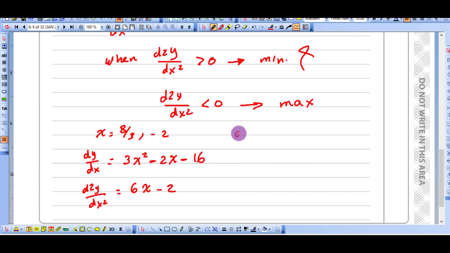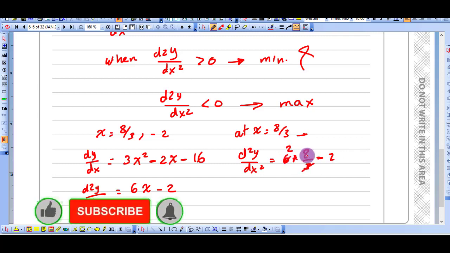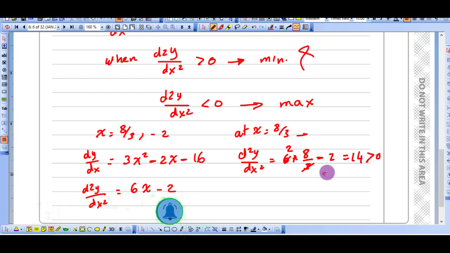Okay, now at x equal to 8 over 3, d2y by dx squared is equal to 6 multiplied by 8 over 3 minus 2. So here we have 16 minus 2, which is equal to 14. Bigger than 0, so minimum. So at x equal to 8 over 3, a minimum point.